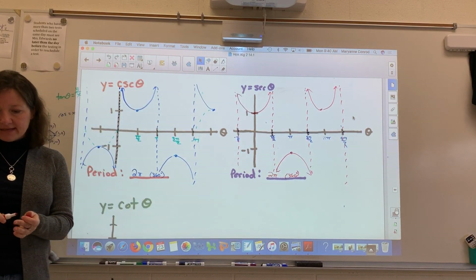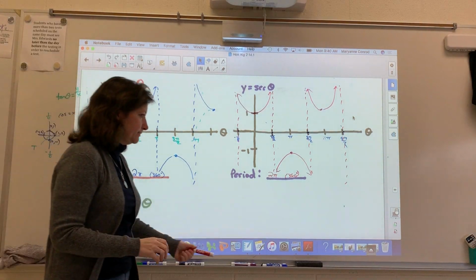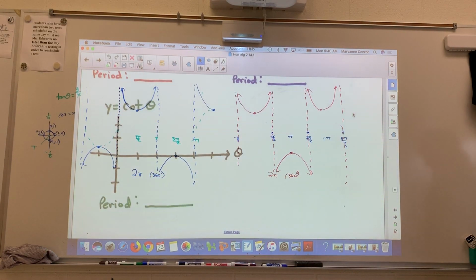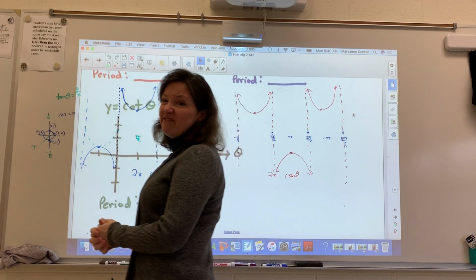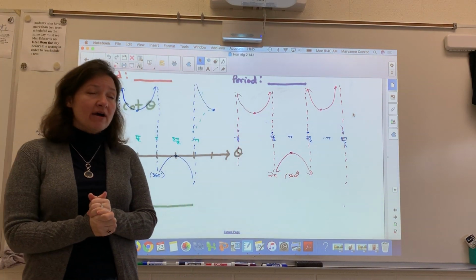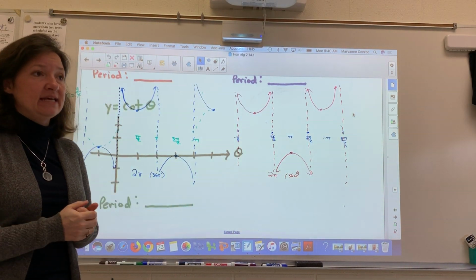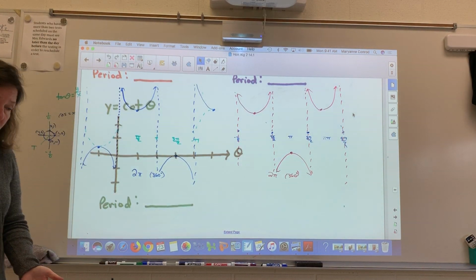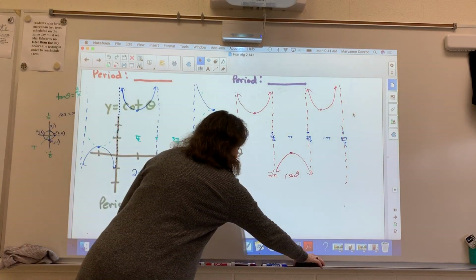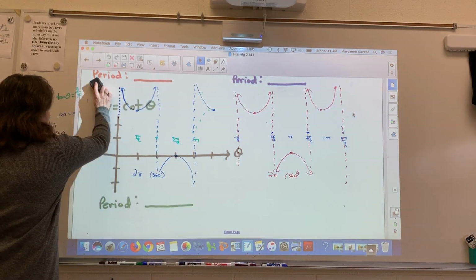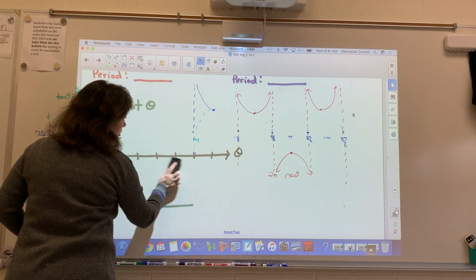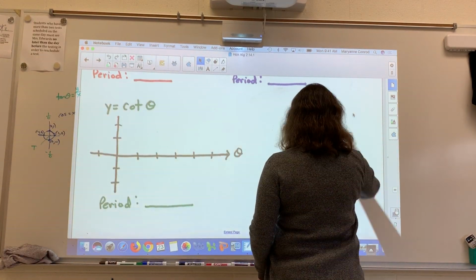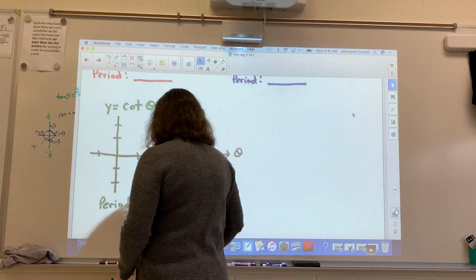So we have one last graph to create, and that's the cotangent graph. Now, these are all the parent graphs. I'll be honest with you, I don't ever memorize the parent graph for cosecant and secant. I just make sine and then flip it. Take the reciprocal. Same with cosine. Same with secant. I just make cosine and then do the reciprocal. So, for cotangent, you're going to be using the tangent graph and taking the reciprocal.